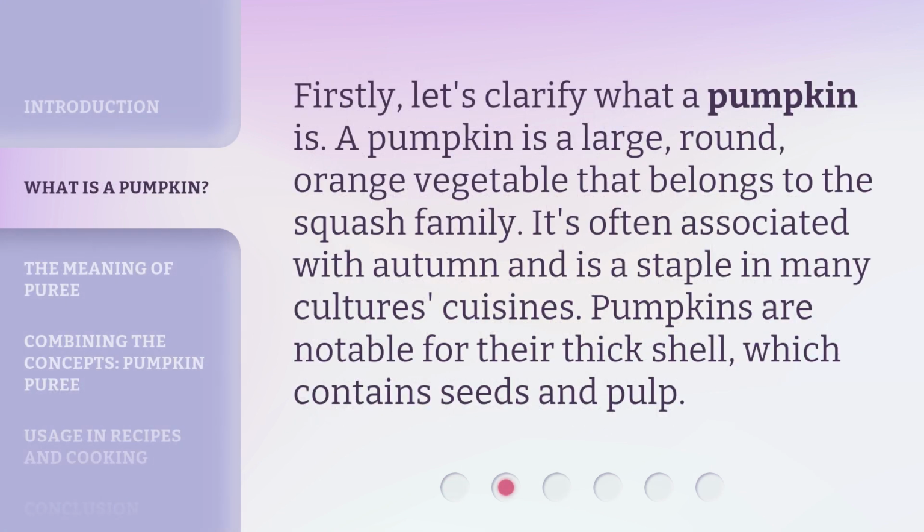Firstly, let's clarify what a pumpkin is. A pumpkin is a large, round, orange vegetable that belongs to the squash family. It's often associated with autumn and is a staple in many cultures' cuisines. Pumpkins are notable for their thick shell, which contains seeds and pulp.